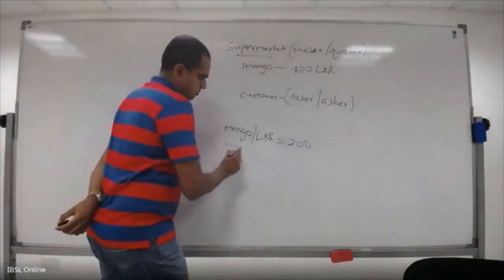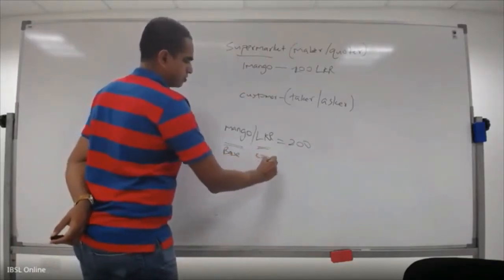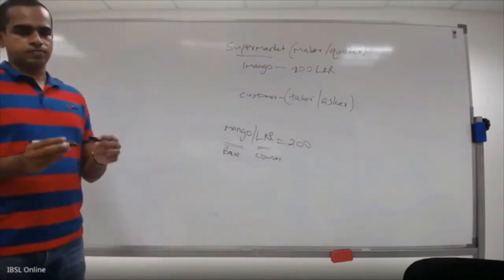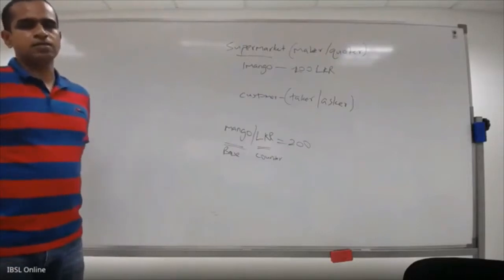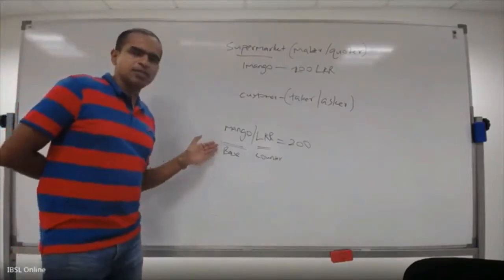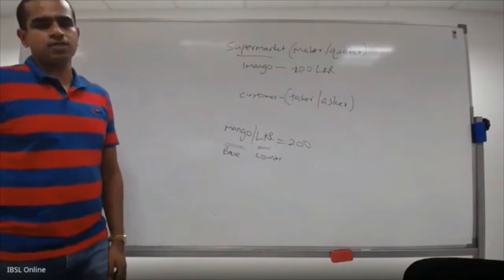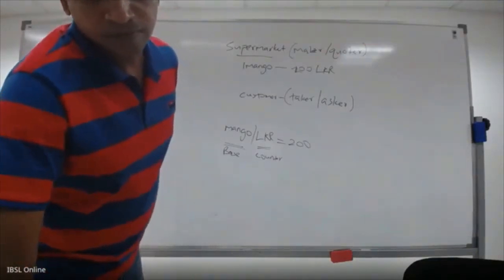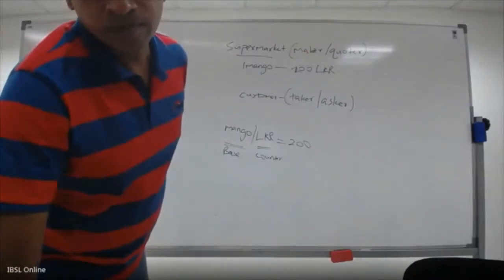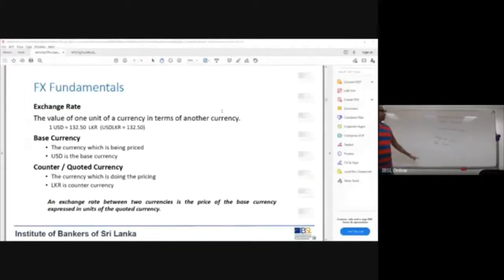Now, the mango is written first. It is called the base currency. Then the rupee, written second, is called the counter currency. Base currency is the currency which is being priced. In other words, it is the currency that is written first. An exchange rate between two currencies is the price of the base currency expressed in units of the quoted currency. So this exchange rate gives you the price of a mango in terms of rupees, the price of the base currency in terms of the counter currency.